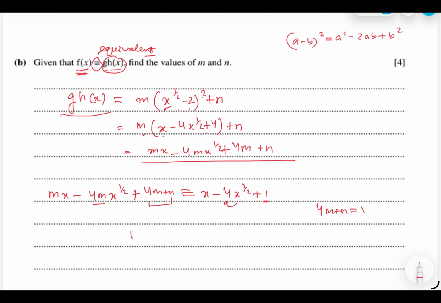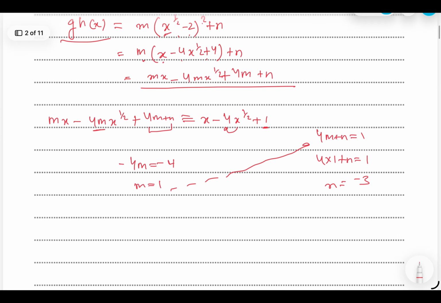So 4m equals negative 4, m equals 1. We got m equals 1, we will plug it in over here. So 4 times 1 plus n equals 1, n equals negative 3. You got this one also correct, learners. Clap for yourself and let us move on to the next question now.